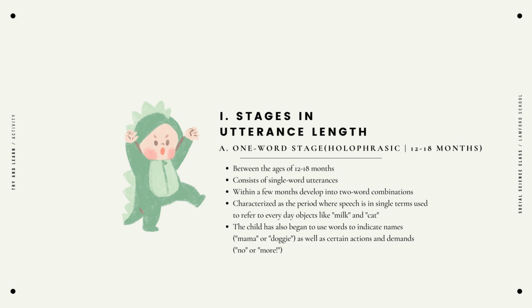So, for this one word stage, which occurs at 12 to 18 months, also called the holophrasic stage, it consists of single word utterances. Within a few months, it can develop into 2 word combinations, and this is the period where speech is mostly in single terms and it's mostly used to indicate names. For example, to refer to everyday objects like milk and cat, or to indicate names like mama or doggy or kitty, as well as certain actions and demands, like no, or more.